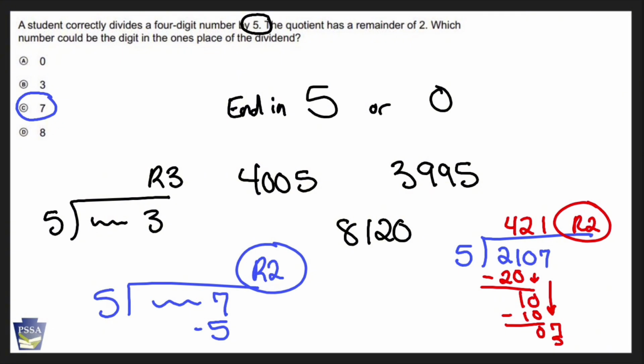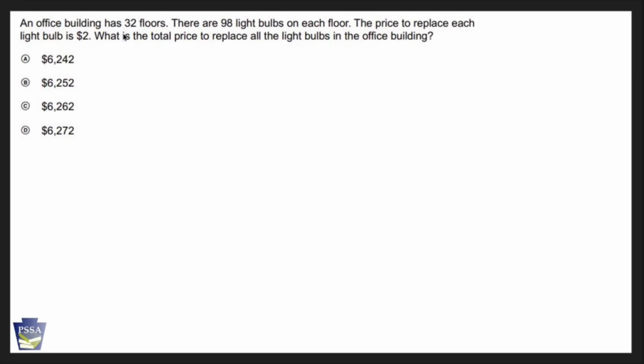Tricky problem. An office building has 32 floors. There are 98 light bulbs on each floor. The price to replace each light bulb is $2. What is the total price to replace all the light bulbs in the office building?